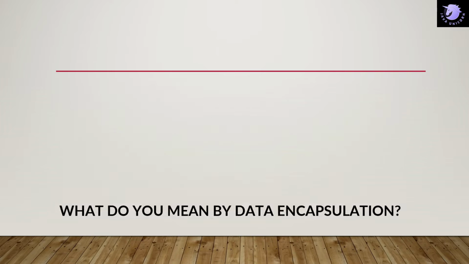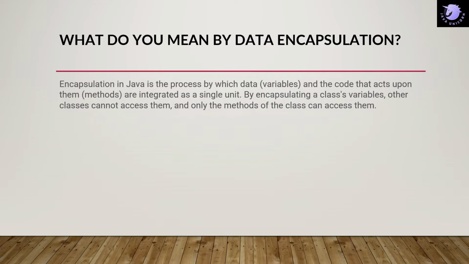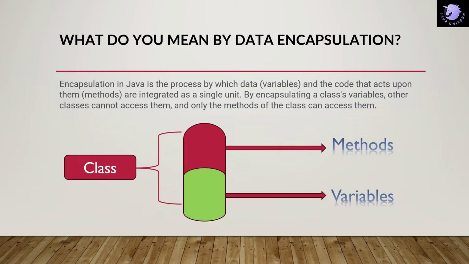Now the next question is, what do you mean by data encapsulation? Data encapsulation binds the data and the method code as a single unit. By encapsulating a class variable, other classes cannot access it. Only those methods which are defined inside the class can access those variables. So we can explain it this way: a class which has methods and variables is treated as a single unit.